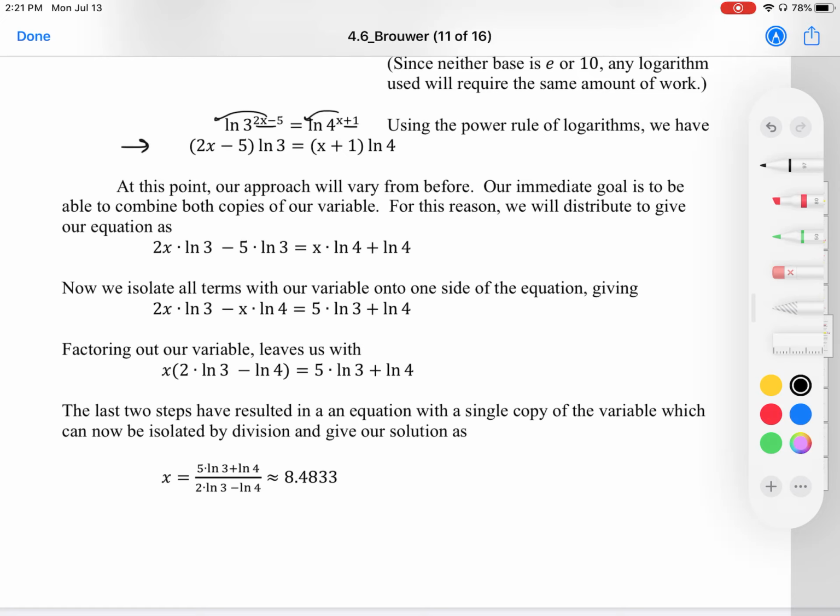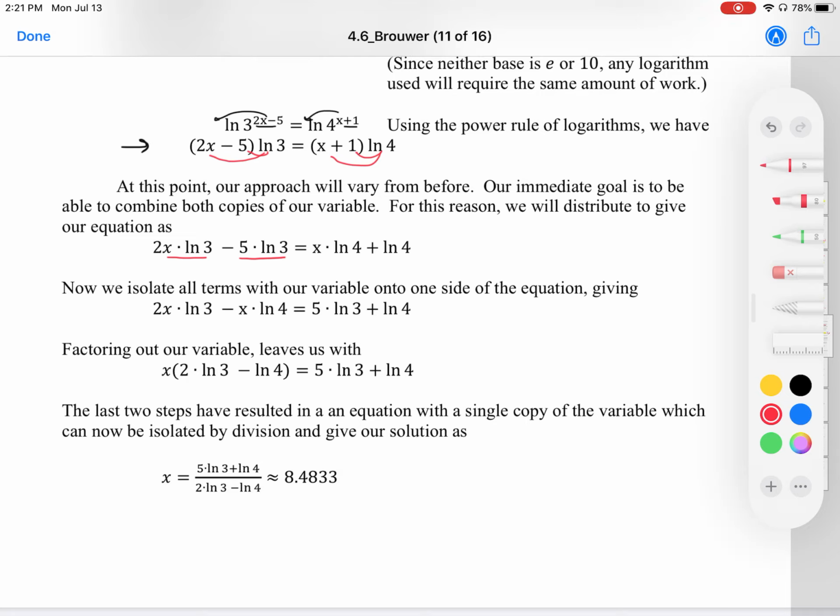At this point, our approach will vary from before. Our immediate goal is to be able to combine both copies of our variable. For this reason, we will have to distribute to give our equation as. So what it's saying is that we have to distribute the ln. So we have 2x times ln of 3, and then negative 5 times ln of 3. We have to distribute our ln of 4. So we have x times ln of 4 plus ln of 4.